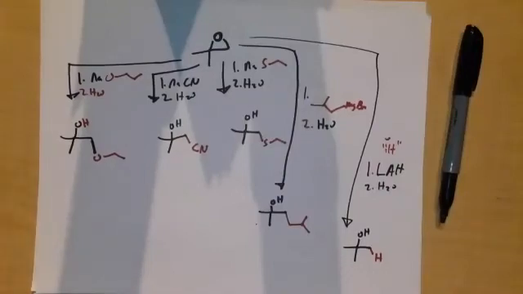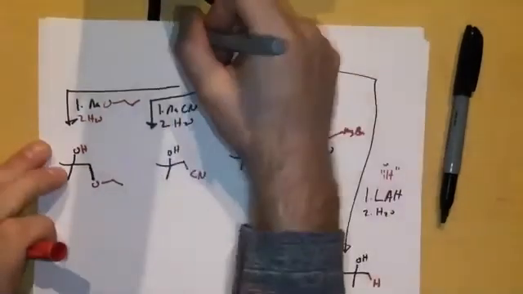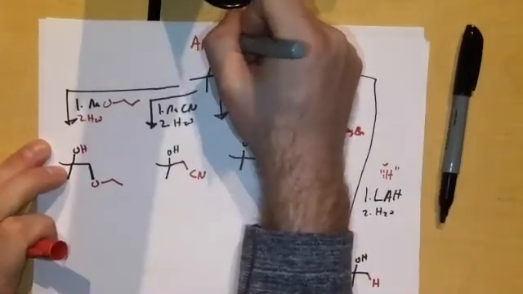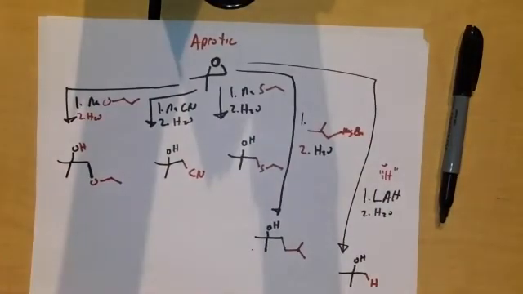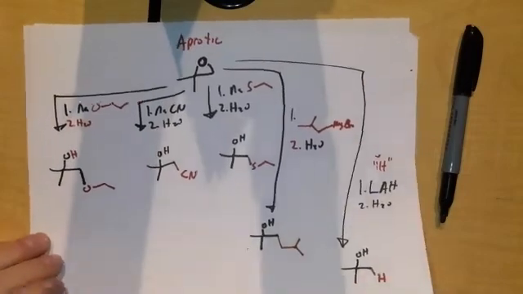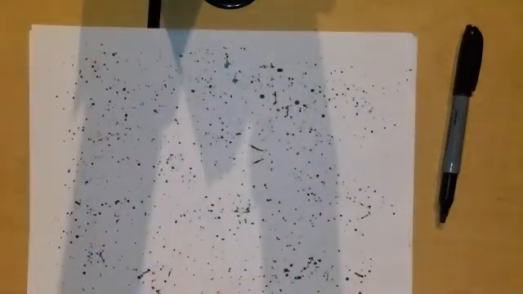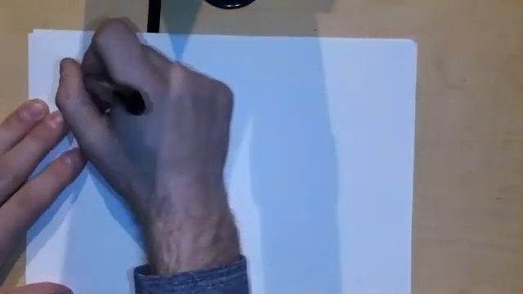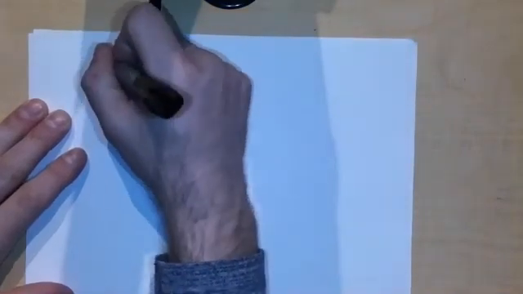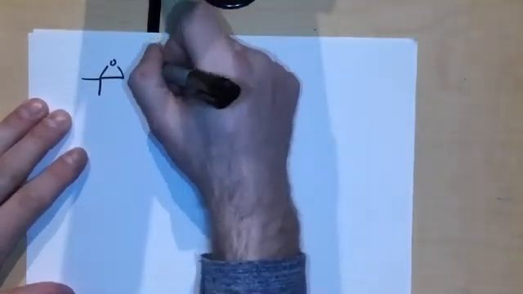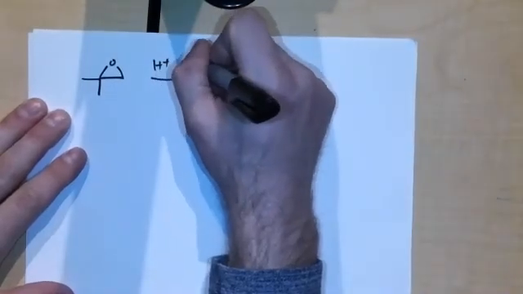So these are all the aprotic reactions for epoxides. The protic ones are going to do just the opposite. It's going to add to the more substituted center. So taking basically the exact opposite, H plus and ethanol as opposed to Na ethoxide.